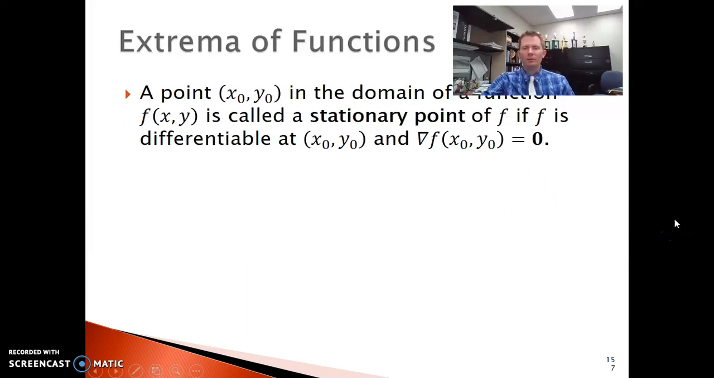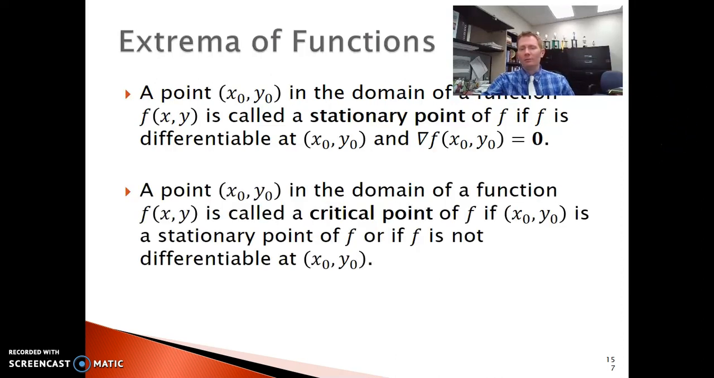A few more definitions before we get into the mathematics here. First, we'll start with a stationary point. A point in the domain of a function is called a stationary point if the function is differentiable at that point and the gradient at that point is equal to the zero vector.